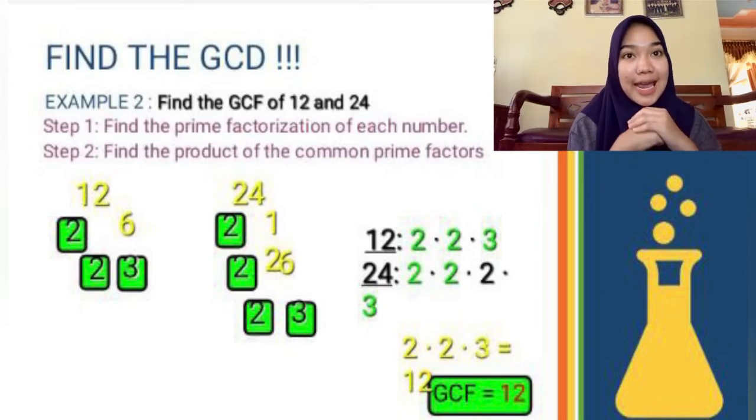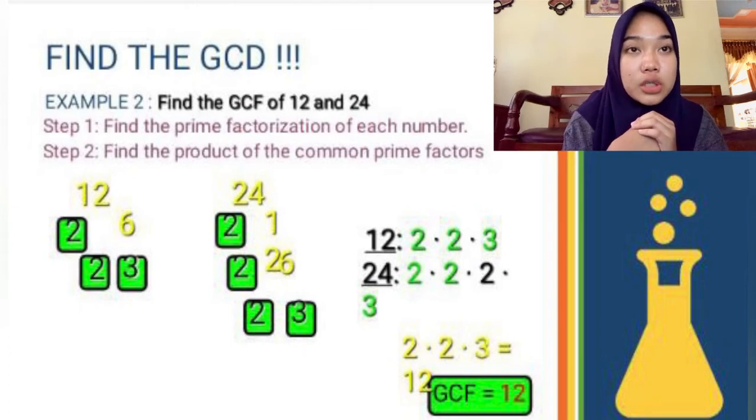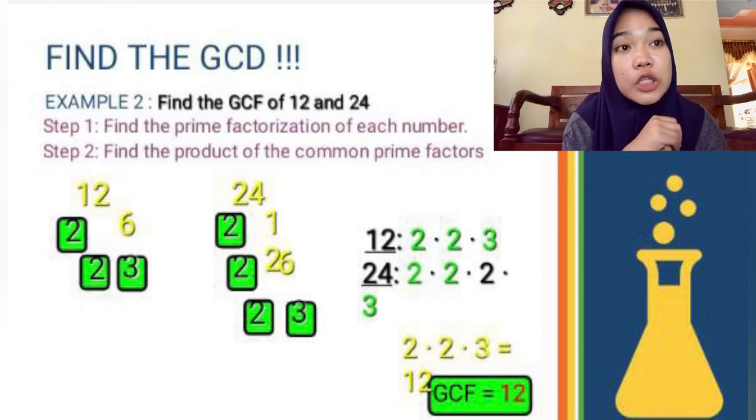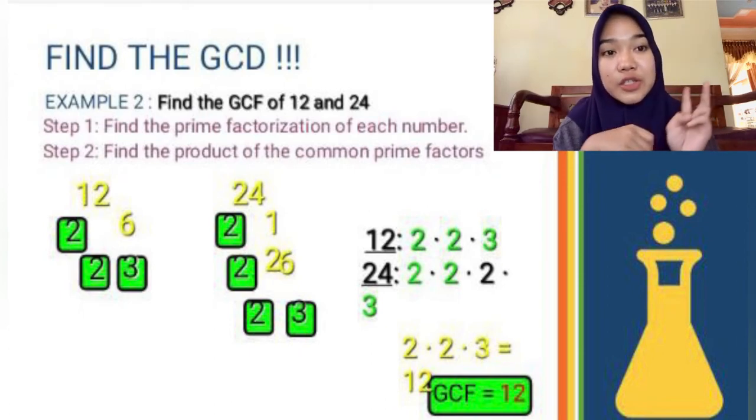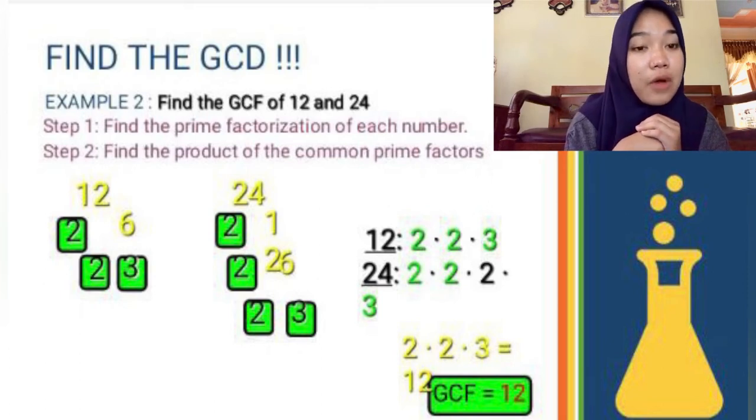Okay student, next for example 2, find the greatest common divisor or greatest common factor of 12 and 24. But before we find it, we can try with step 1, find the prime factorization of each number. And step 2 is find the product of the common prime factors.